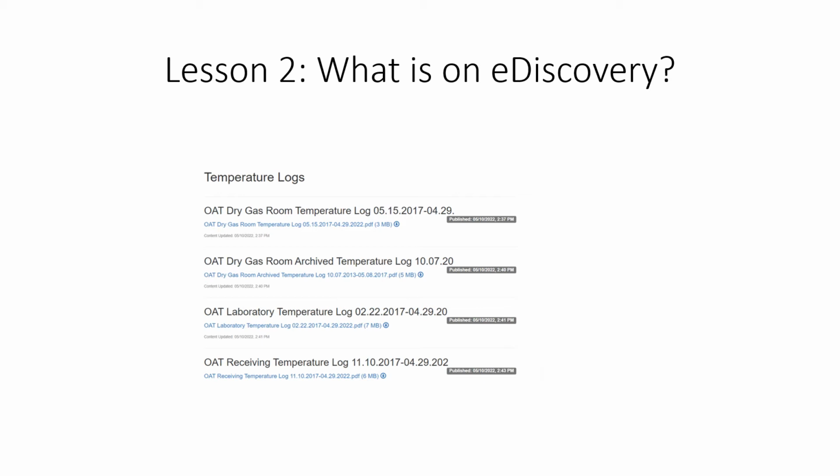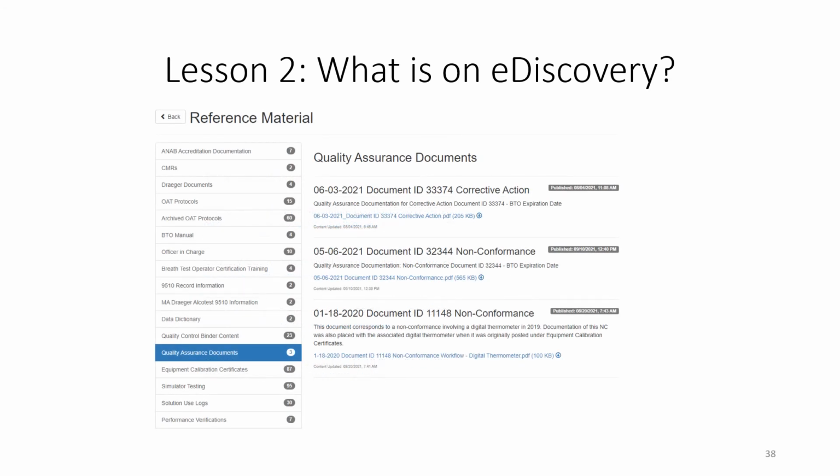You can click on those hyperlinks and you can open up the actual temperature logs for each of those rooms. The reference materials section also contains a tab entitled Quality Assurance Documents. Here you'll find just a few of the corrective action or nonconformance documents that have been generated in recent times. If you're looking for any additional quality assurance documents or anything that dates before 2020, you can contact the Office of Alcohol Testing and a staff member can assist you with your request.